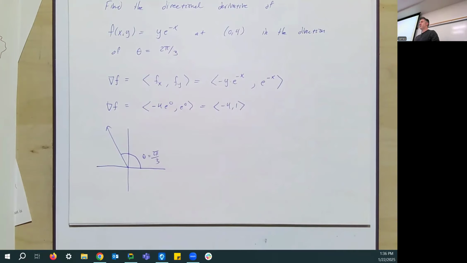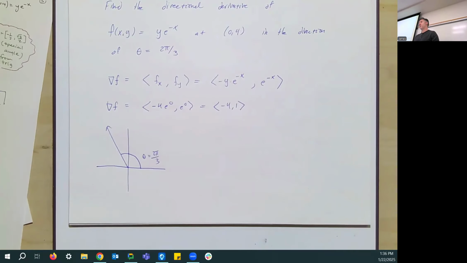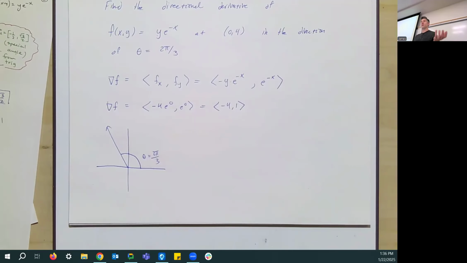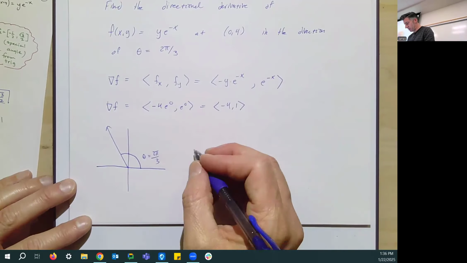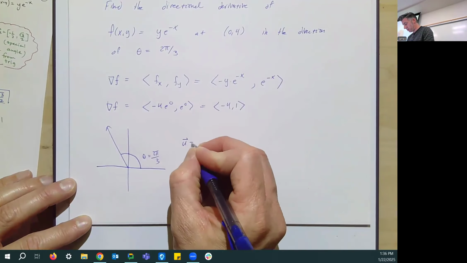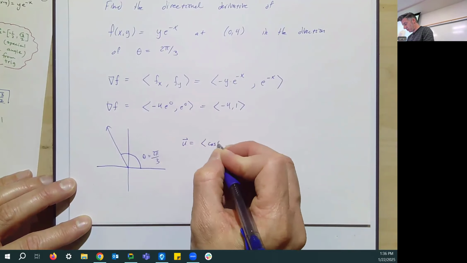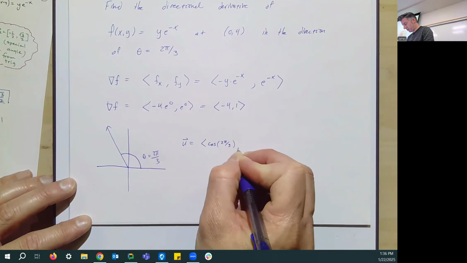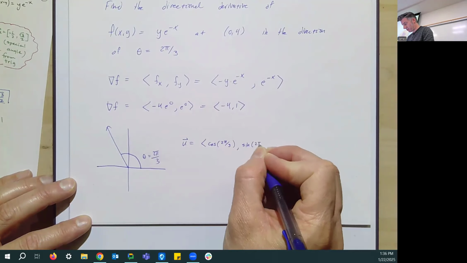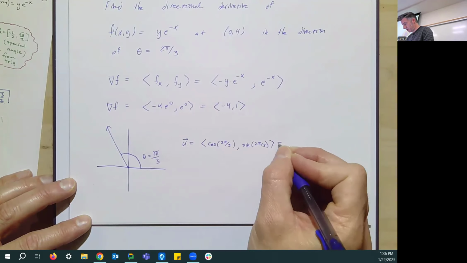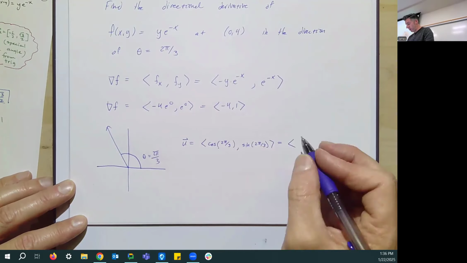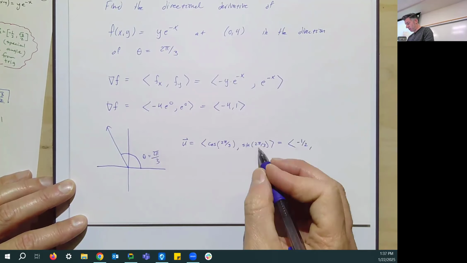Probably the easiest way to do this is to say, if you want to find the vector that has a length of 1, you're just looking for the point on the unit circle. You're really just looking for the cosine and sine values. So my unit vector is going to be cosine of 2 pi over 3, comma, sine of 2 pi over 3. Which in this case ends up being, let's see, cosine of 2 pi over 3 is negative 1/2. Sine of 2 pi over 3 is root 3 over 2.